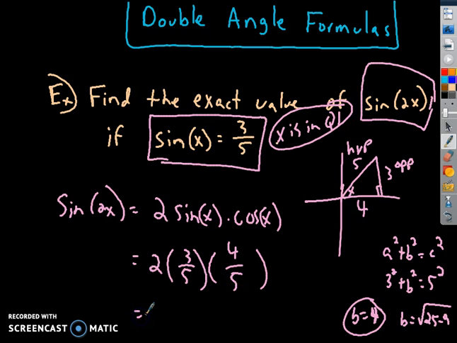So this is 2 times 3 is 6/5 times 4/5 is 24/25. So that means the sine of 2x has to be 24/25. All right, so that's how we apply it. We use the formula, expand it, and that's it. All right, so that's all I have, and good luck.